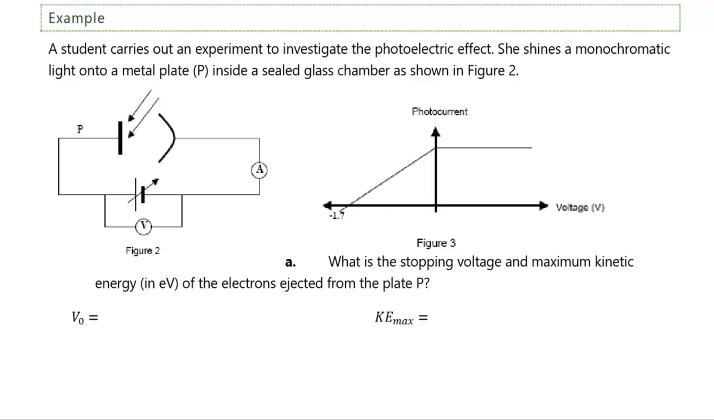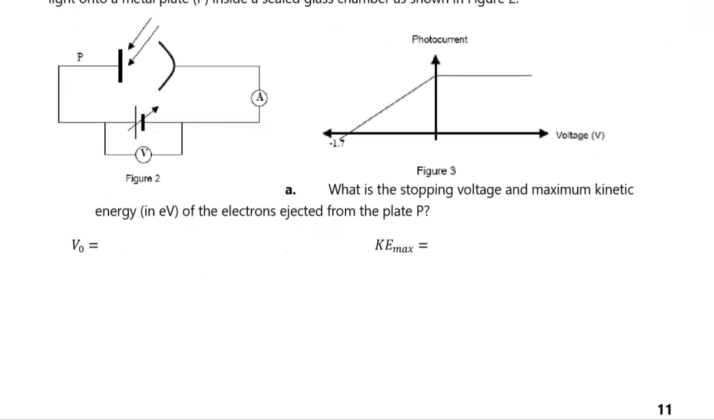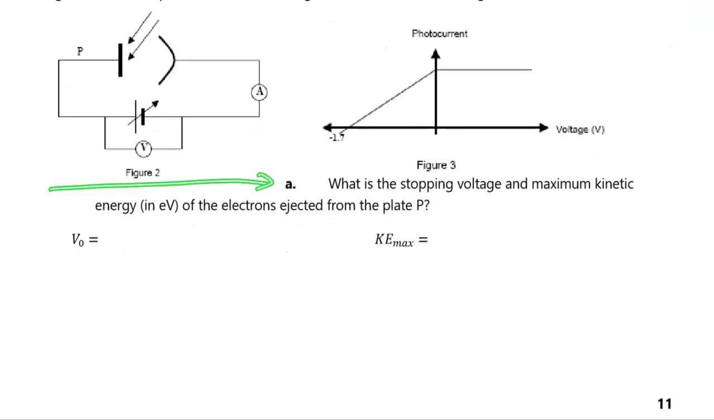So let's read the question. A student carries out an experiment to investigate the photoelectric effect. She shines monochromatic light onto a metal plate inside a sealed glass chamber as shown in figure 2. So this would have a sealed glass chamber. We don't want those electrons colliding with, like, oxygen and stuff like that. I'm so sorry about the formatting of this question. I don't know why it's ended up over here.